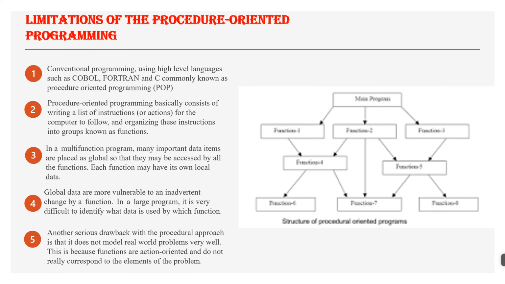All these are complicated. And the fifth limitation of a procedure-oriented programming language says that it does not model real world problems very well. This is because functions are action oriented and do not correspond to elements of the problem. The functions are action oriented and they really do not correspond to the elements of the real world problem.